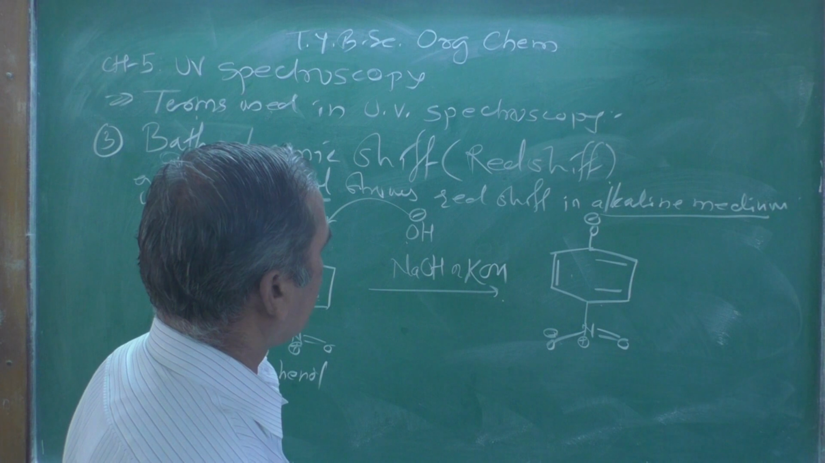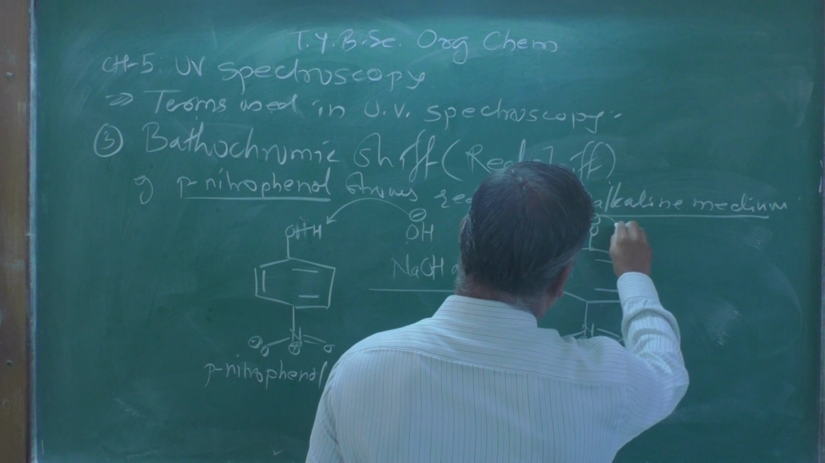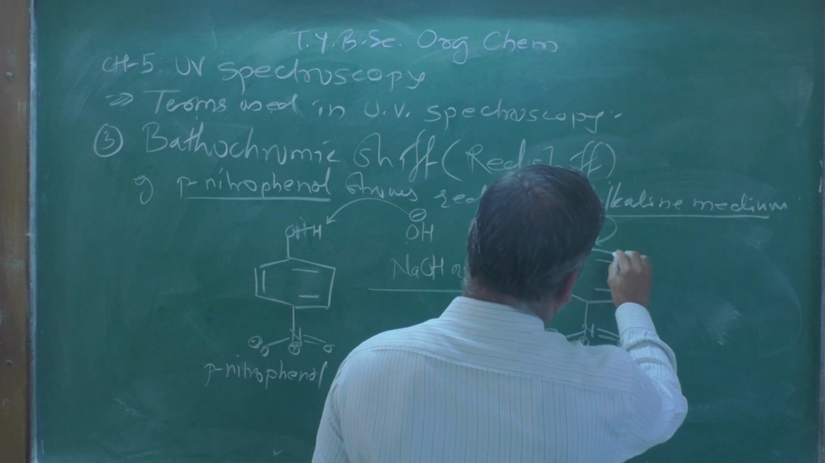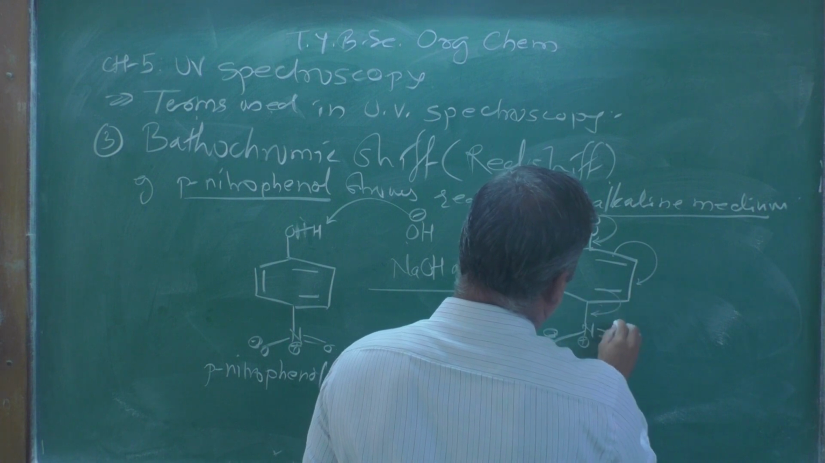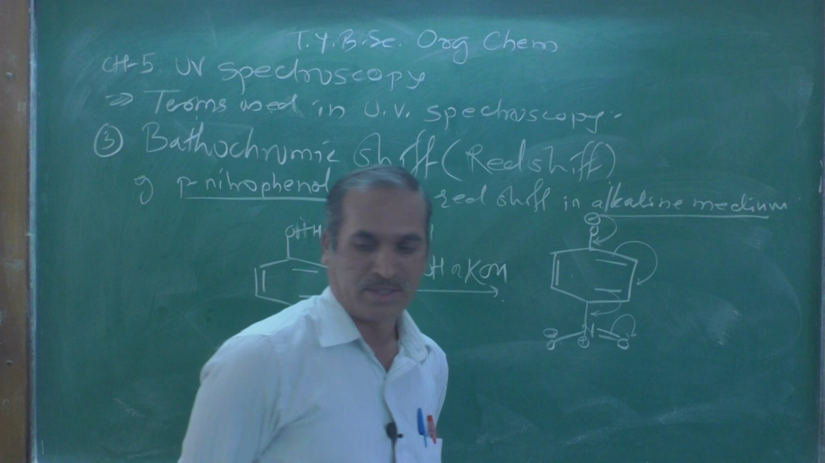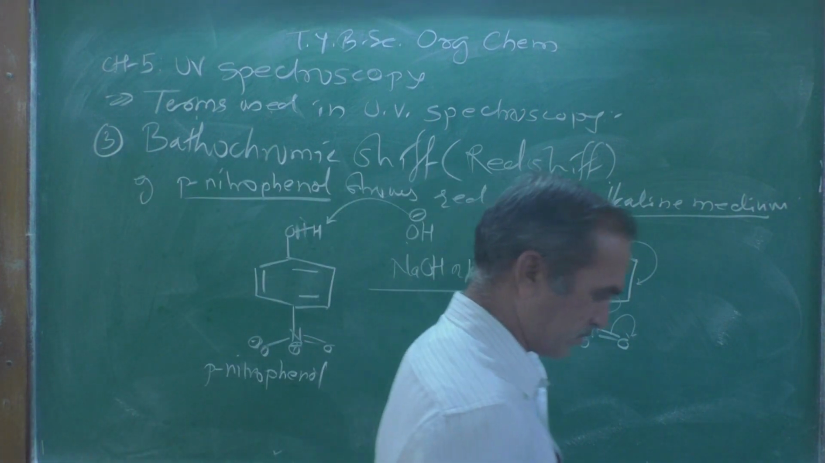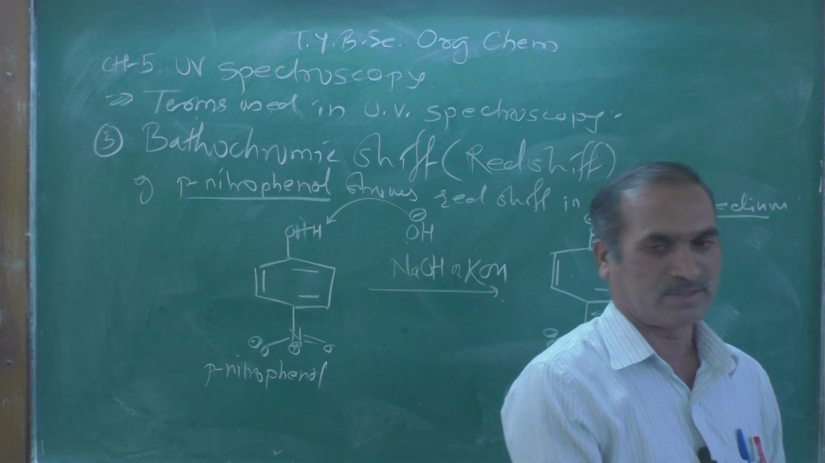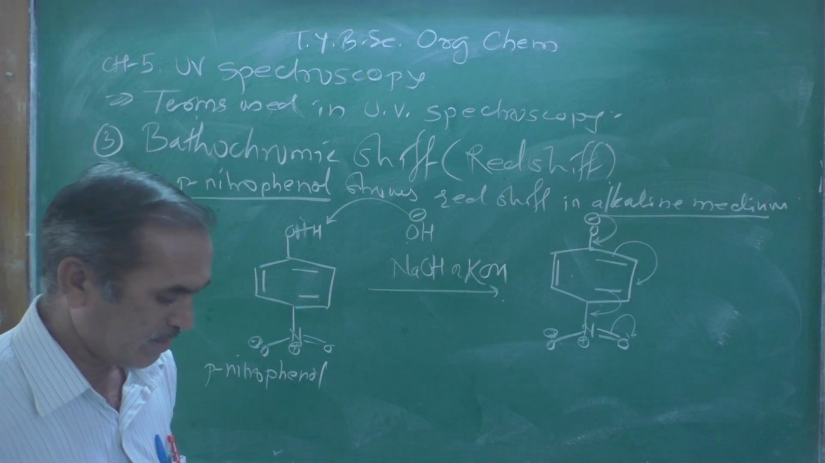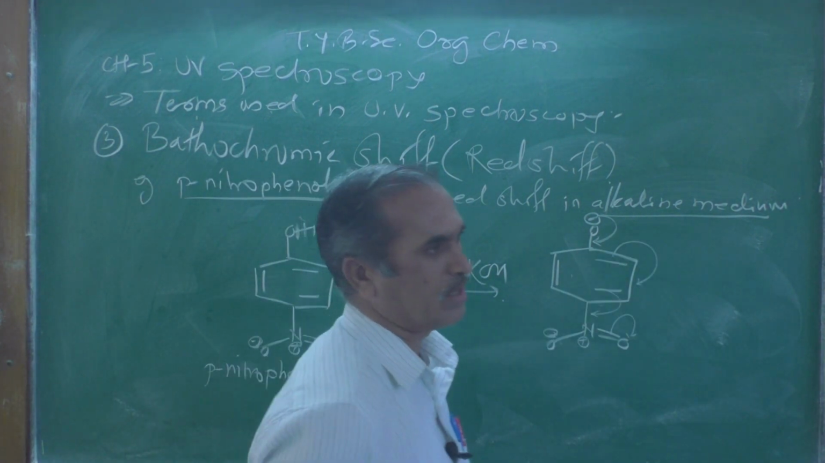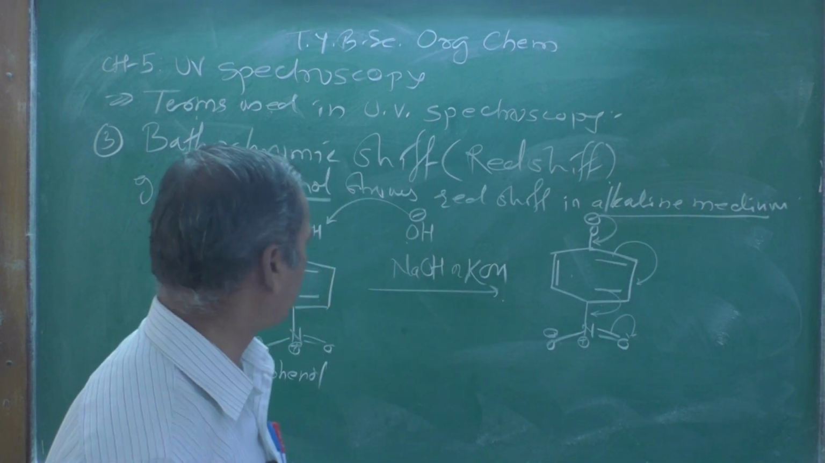Now in this case, if you see, this lone pair comes down, the double bond shifts from here to here, and the negative charge rests on the oxygen atom. If you see the length of the chromophoric system, that is called the chromophore length. As the chromophore length goes on increasing, the wavelength also goes on increasing.